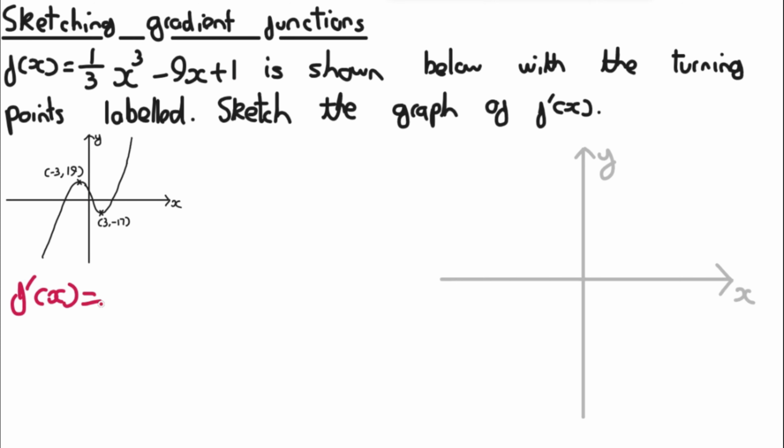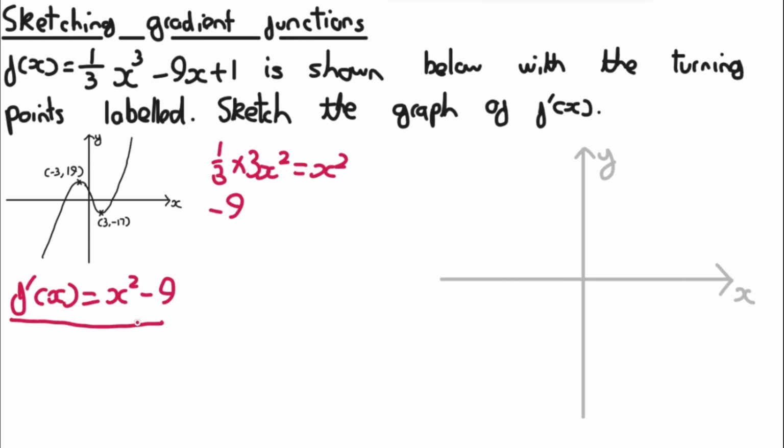So f'(x), when we differentiate the terms individually, is going to be 1 over 3 times, and then x cubed is 3x squared. This is going to be x squared, and then minus 9x is going to be minus 9, and the 1 just goes away. So f'(x) is equal to x squared minus 9. So we need to sketch this graph.